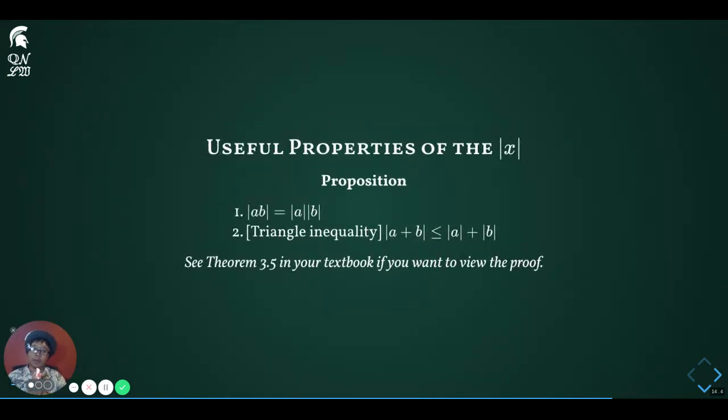The absolute value plays a significant role in a lot of real analysis. Here, I list two very important properties of the absolute value. First, the absolute value of the product is equal to the product of absolute values. Second, which we call the triangle inequality, says that the absolute value of a sum is at most the sum of the absolute values. I will not give a proof in the lectures here, but you can find a proof in Theorem 3.5 in your textbook.